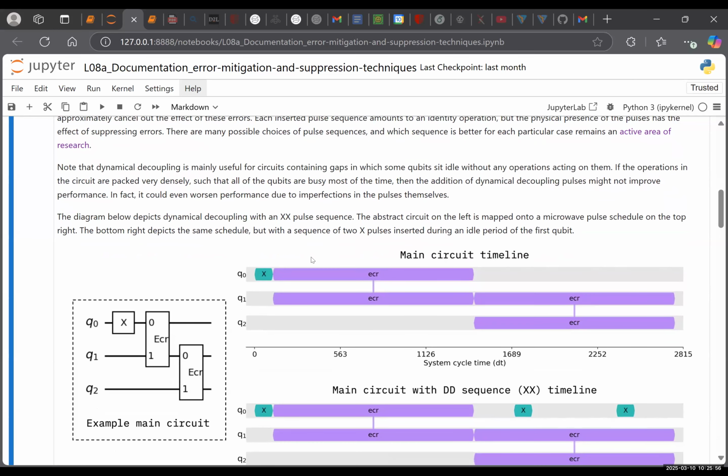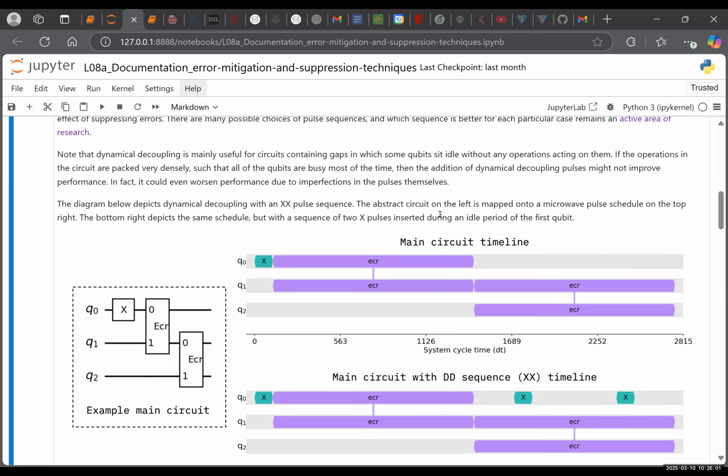This shows an example of the XX whole sequence. This abstract circuit on the left is mapped to the microwave pulse schedule on top. So you have Q0, you have an X gate, and you have these ECR gates, echo cross resonance gate. Here, and then another echo cross resonance gate, ECR gate. This represents the timing they apply.